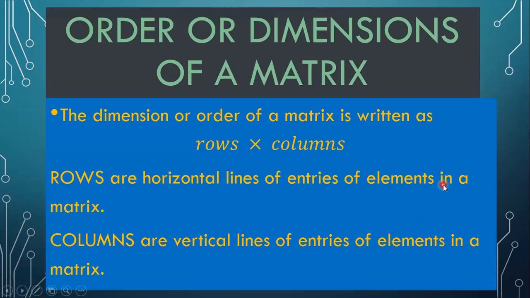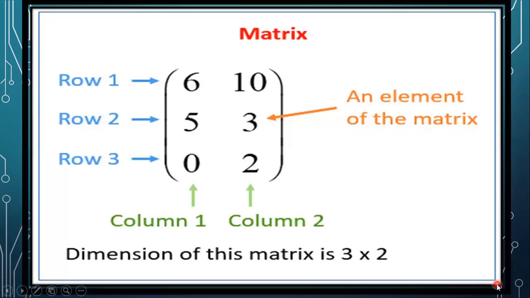The order of a matrix, which is also what we call the dimensions of a matrix, we write in terms of rows and columns. That is, we use this notation here, rows multiplied by columns, which we read as rows by columns. So the rows are horizontal lines of entries or elements, whereas the columns are vertical lines of entries, as we shall be seeing.